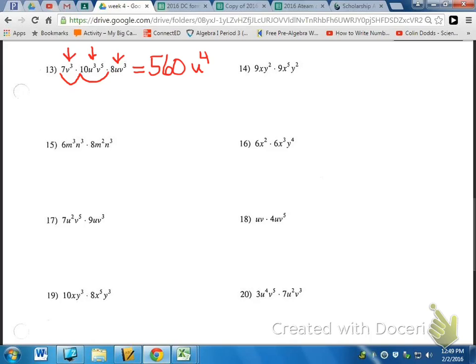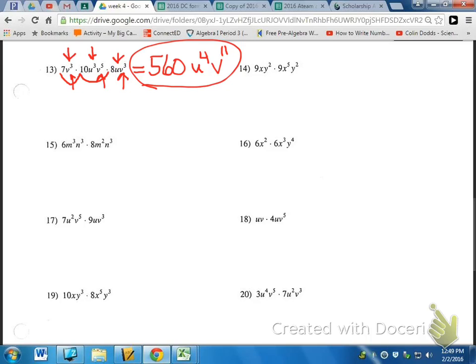Then I'd go back and catch the v's. There's 3 in the first one, 5 in the second, and 3 in the third. So that'd be v to the 11th. 560 u to the 4th, v to the 11th. So you just do every letter. Go ahead and do it in alphabetical order, and don't miss any that way.